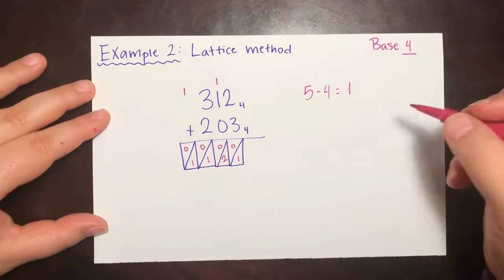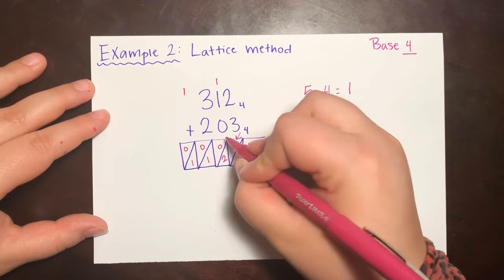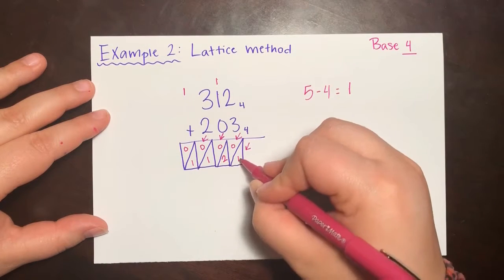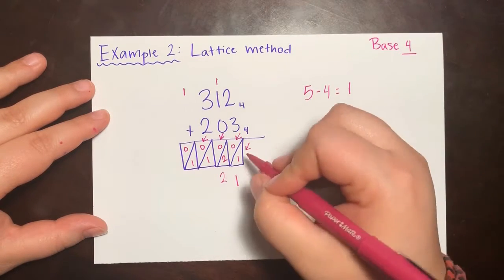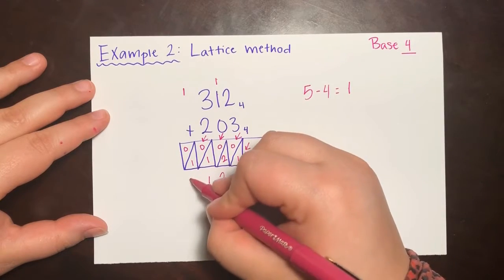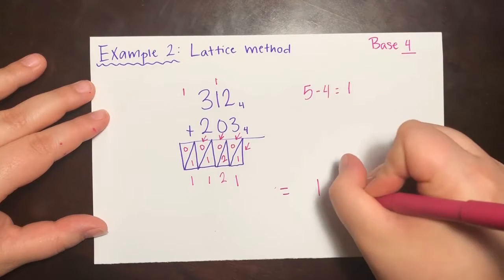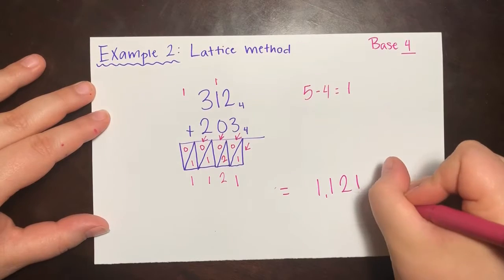Now remember, with lattice, it looks a little bit funky, but we add diagonally after this. So 1 is the only one in this column. In this column we have 2, 1, and 1. So our answer is going to be 1,121 in base 4.